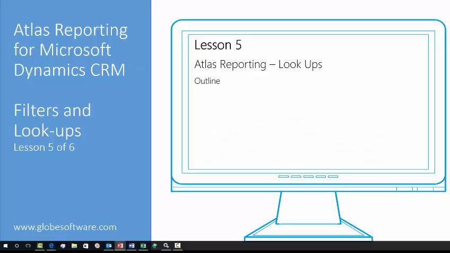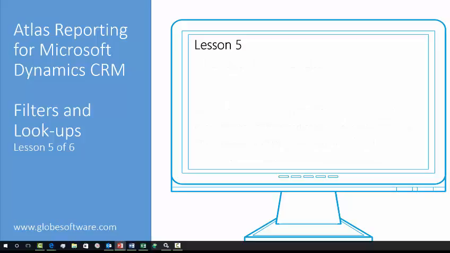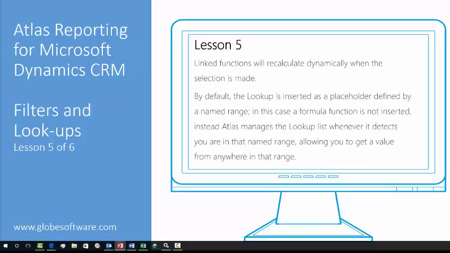You can use this function to show a list of summary reports from any table, and you can choose to return any attribute that makes sense to the report or query you are building. Use the lookup function if you wish to give the users a list of alternative valid inputs from which they can choose. Linked functions will recalculate dynamically when the selection is made.